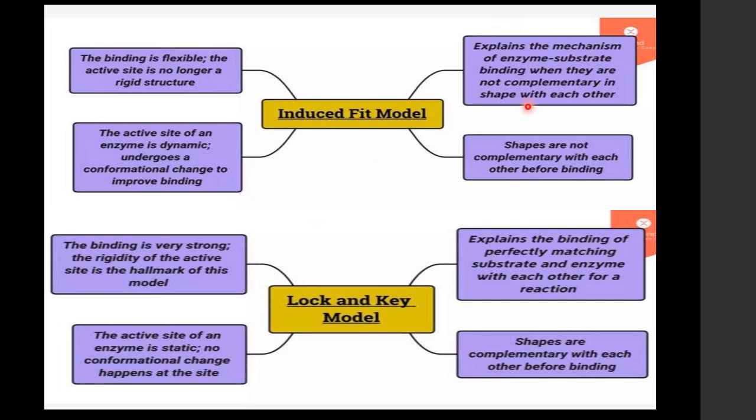The induced fit model explains the mechanism of enzyme substrate binding when they are not complementary in shape with each other. The lock and key model explains the binding of perfectly matching substrate and enzyme with each other for the reaction. In the induced fit model, shapes are not complementary with each other before binding. In the lock and key model, the shapes are complementary with each other before binding. Thus, these are the two models, induced fit hypothesis and lock and key hypothesis of enzyme structure. Thank you.